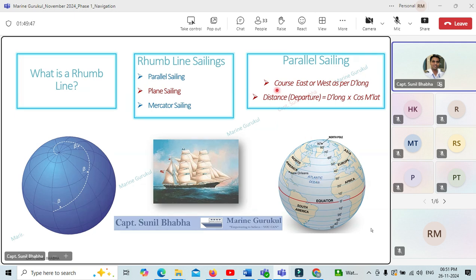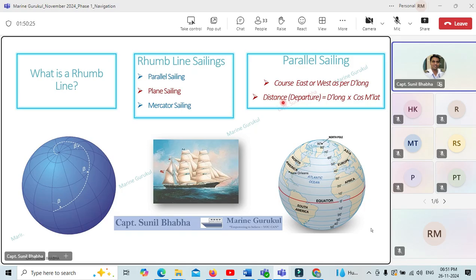So that's why in parallel sailing, the course will be east or west, and whether it is east or west on a particular track depends upon the direction of the d-long, or difference of longitude. When you look at the longitudes of the initial port and the final port, it immediately gives us the direction of the d-long, and whatever is the direction of the d-long, the same will be the course of the ship, either east 090 or west 270.